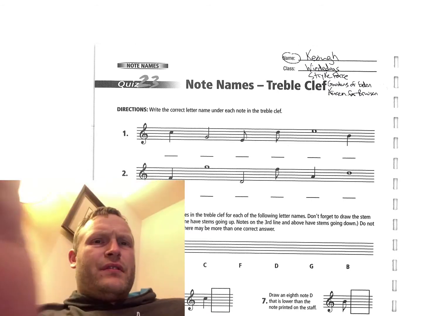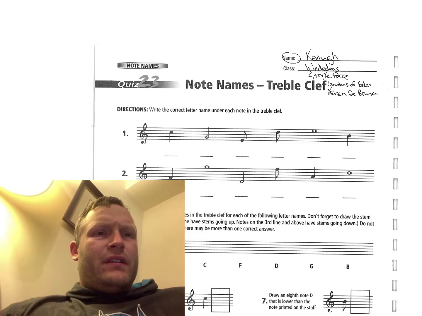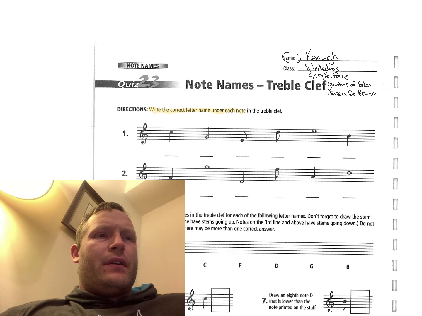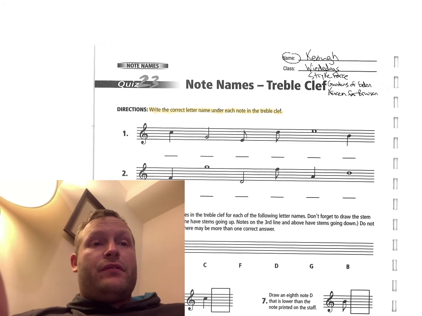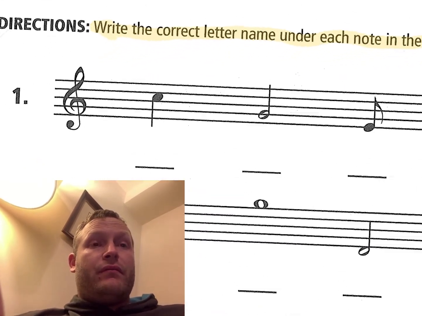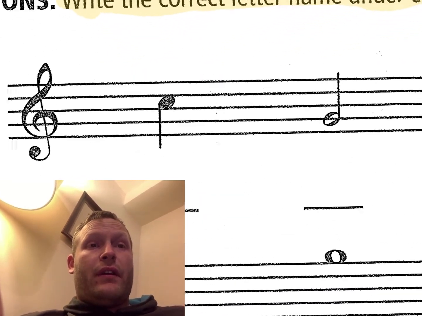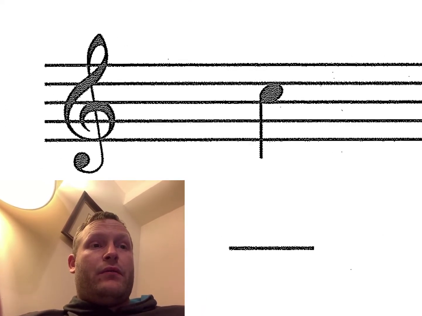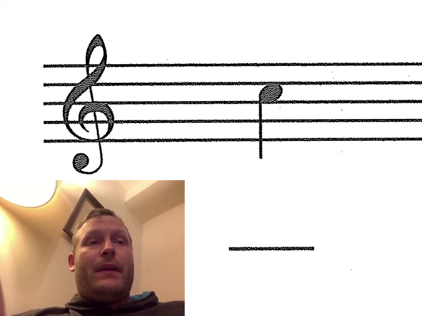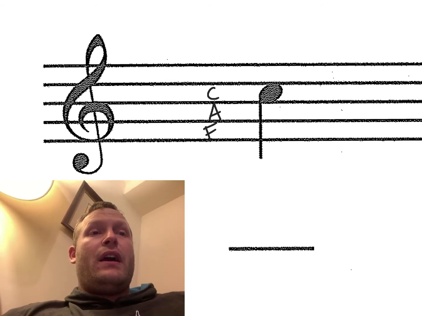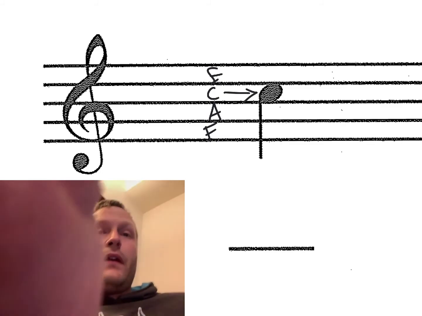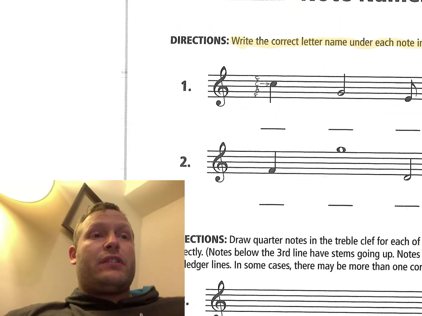This doesn't seem too difficult in here. It says write the correct letter name under each note in treble clef. Well, they're all in treble clef, so that's not too bad. So you're simply going to use the clues that we've already discussed to figure these out, right? I look at that note and I go, ooh, it's in a space. And I know that in between each line there lies a space. FACE, it spells the word face, right? That's the only clue I'm going to give you on that section, okay?